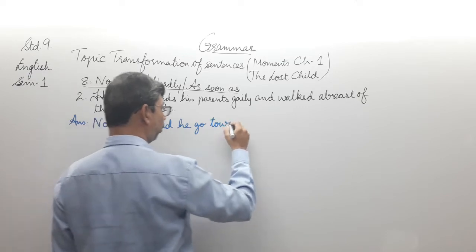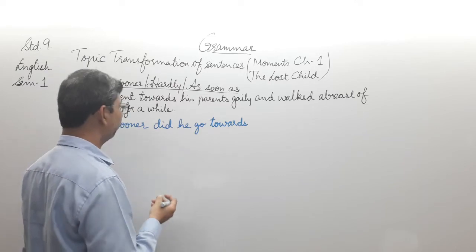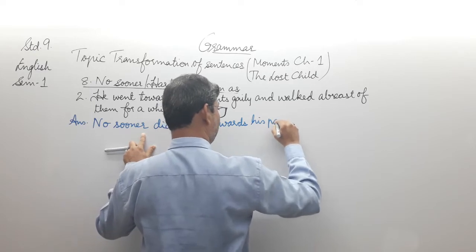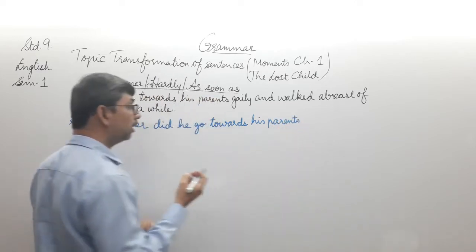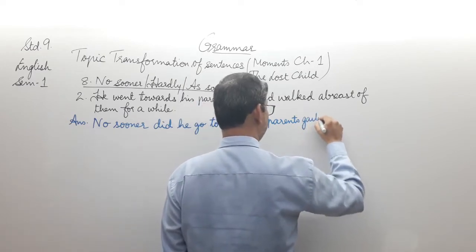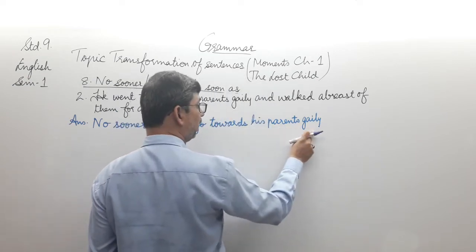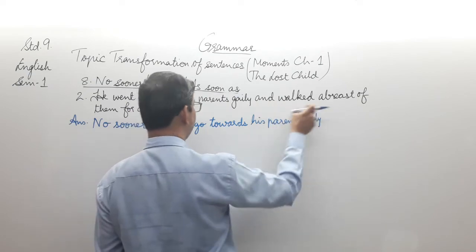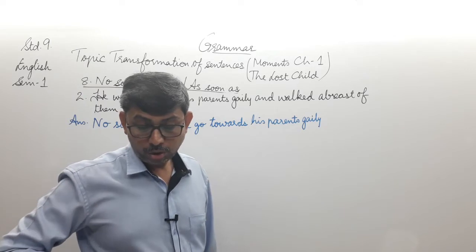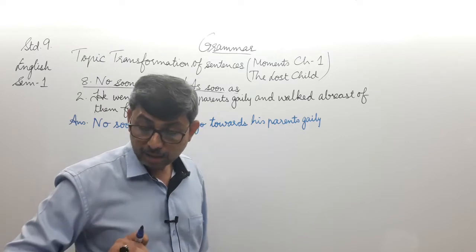These are the necessary changes that one needs to remember in order to write the correct answer. No sooner did he go towards his parents. Once these little things are understood well, you will never get your answer wrong. Gaily. So no sooner did he go towards his parents gaily. We have the conjunction as the and walked abreast. So we are going to use the connecting word over here, isn't it? So no sooner did he go towards his parents gaily than, he walked.